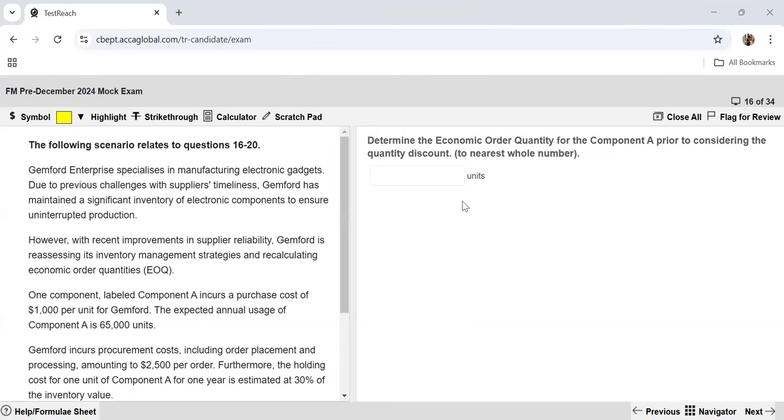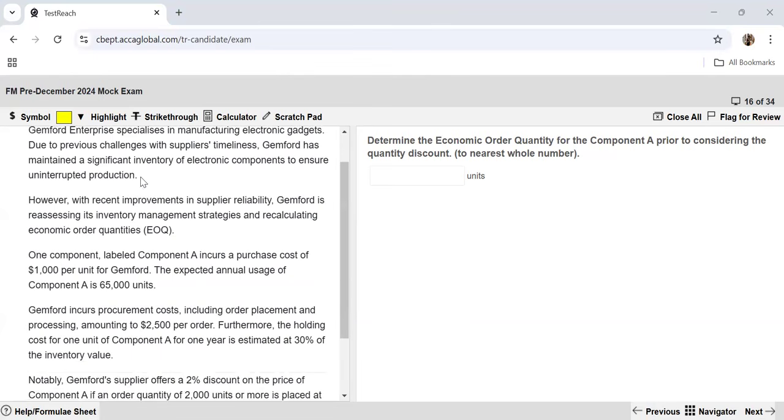The name of the company is Gemford Enterprises. Let's read the scenario first. It's a short one. Gemford Enterprises specializes in manufacturing electronic gadgets. Due to previous challenges with suppliers' timeliness, Gemford has maintained a significant inventory of electronic components to ensure uninterrupted production. However, with recent improvements in supplier reliability, Gemford is reassessing its inventory management strategies and recalculating the economic order quantities, or as you know, the EOQ.